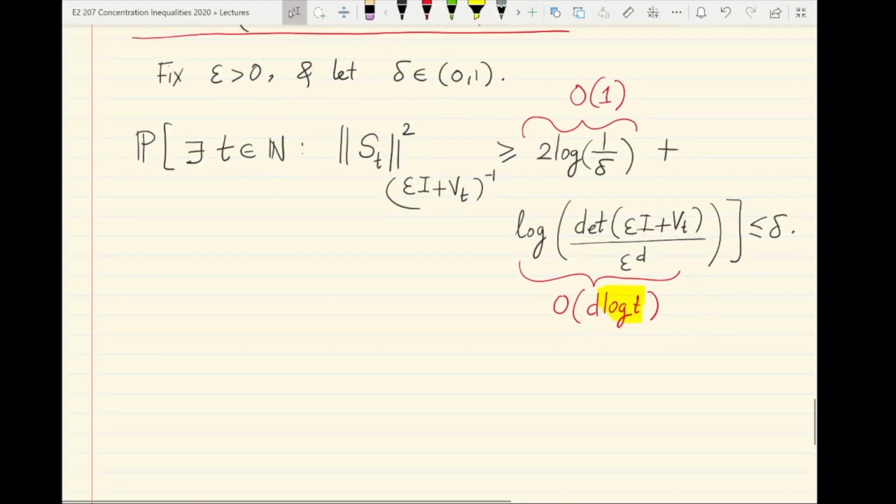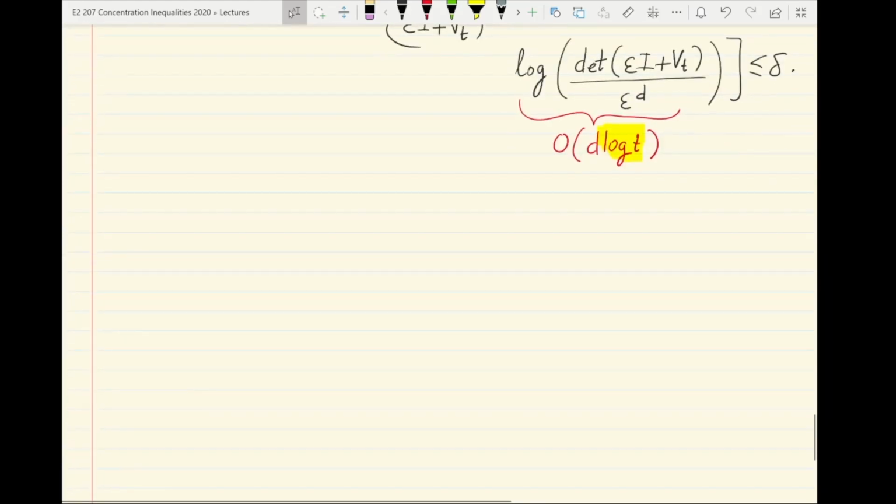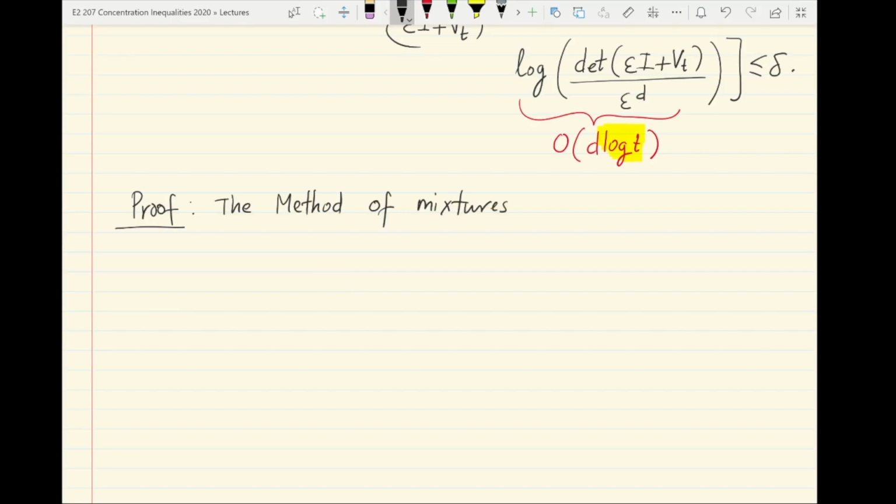So let's see how this kind of result is obtained, and the proof is going to expose a very interesting technique called the method of mixtures. This is called the method of mixtures for martingale processes, which is probably the most interesting takeaway from this lecture that I'd like you to have.